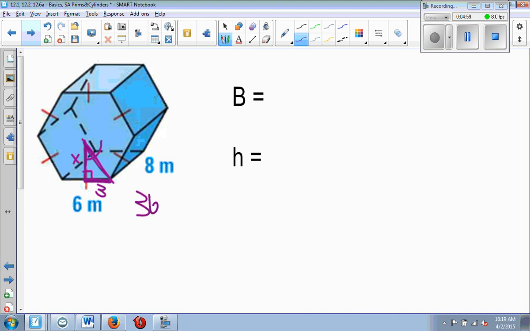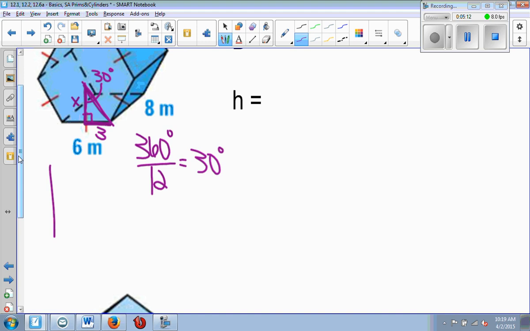360 degrees split by 12 triangles, double the number of sides, gives me 30 degrees for that angle up there. I'm going to redraw that triangle so you can see it a little better. This is what it looks like: x, 3, and 30 degrees. If I want to figure out the value of x, I'm just going to use tangent. So tan of 30 equals 3 over x.